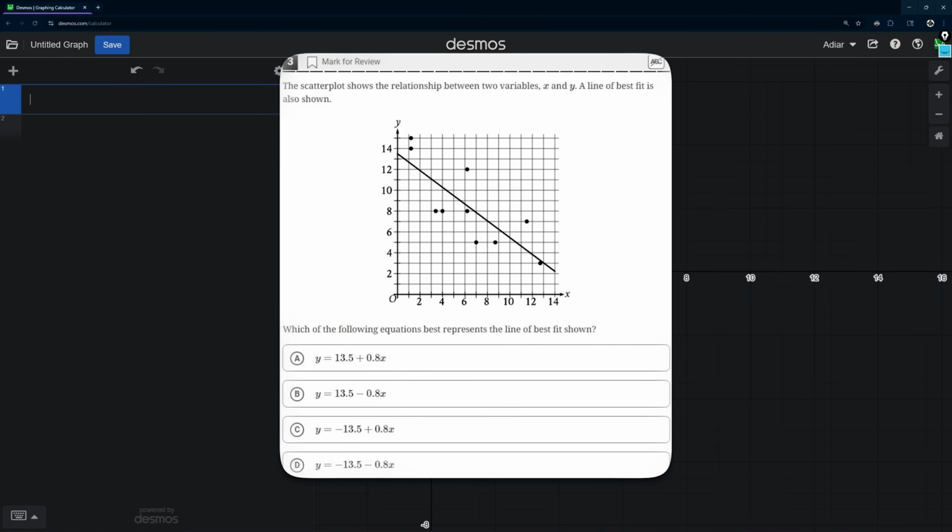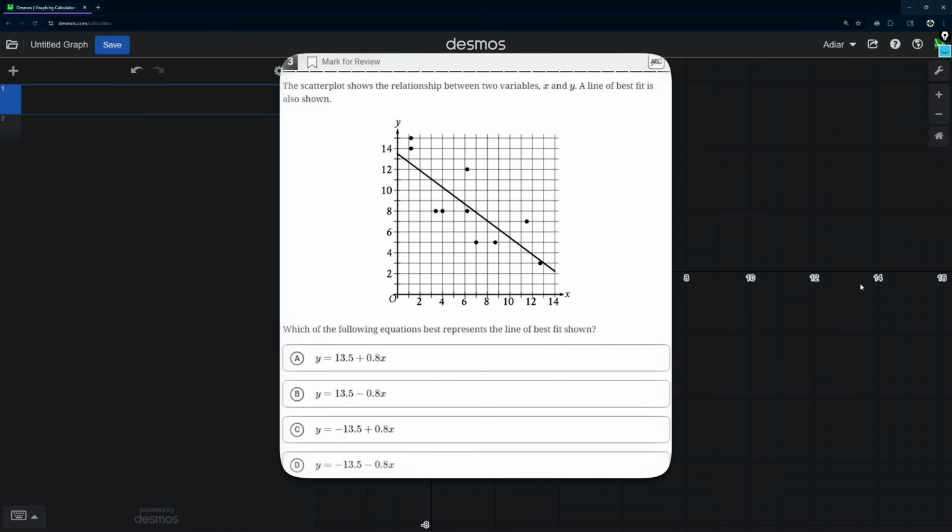This question gives us a scatter plot, and it says the scatter plot shows the relationship between the two variables X and Y. A line of best fit is also shown. So a line of best fit basically just means the line that gets as close as it can to all of the points in a scatter plot. It doesn't necessarily go through all the points, it just gets as close as it can to fit a model of what the dots look like.